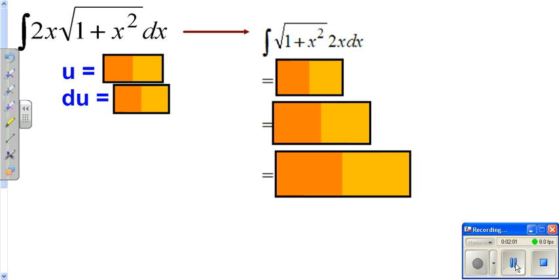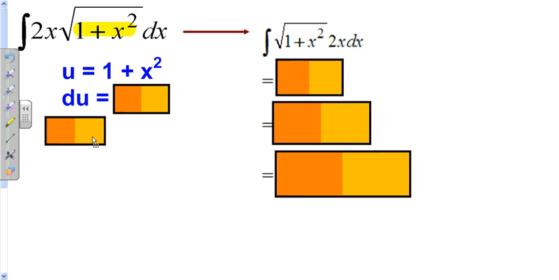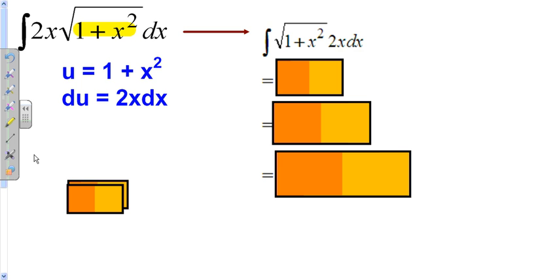Well, we're going to go ahead and take a look at this one here. We're going to just say, well, let u be the inside. Well, if u's the inside, we take our derivative of both sides. We're going to get a du, the 1 goes to 0, then we're going to get a 2x dx. So you'll notice our du that we have right here of 2x dx, our 2x dx shows up here.